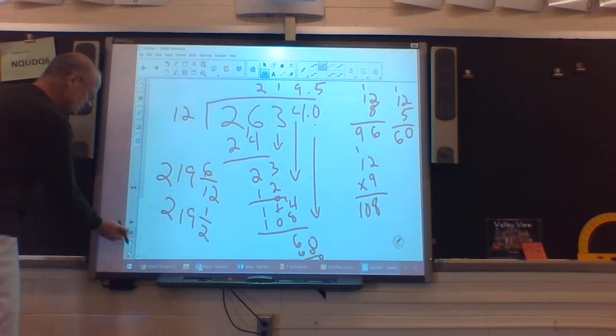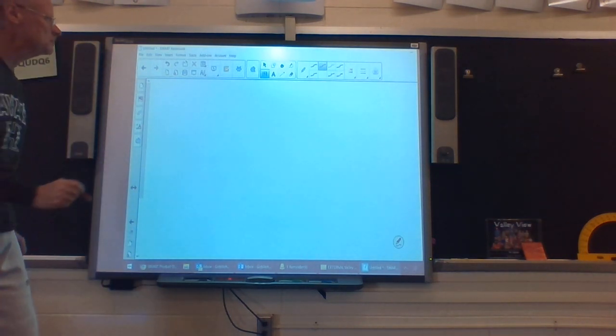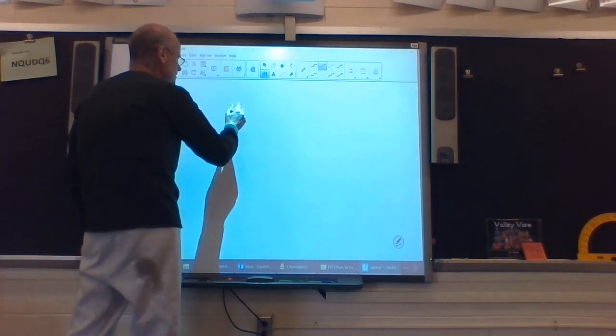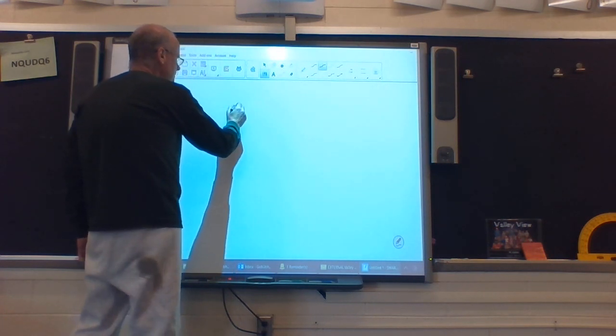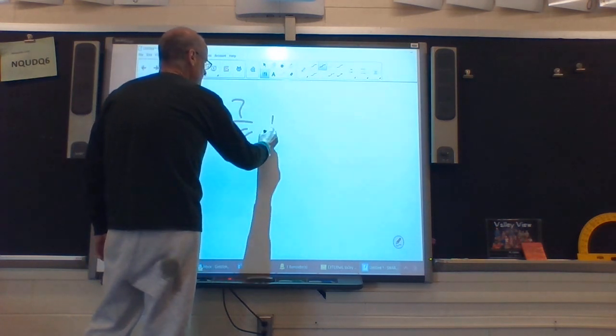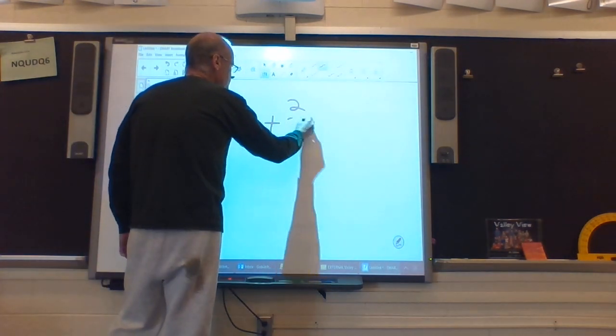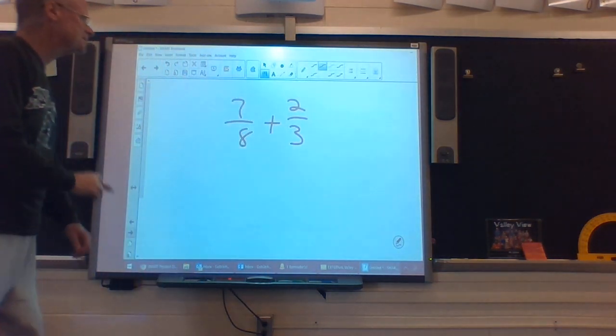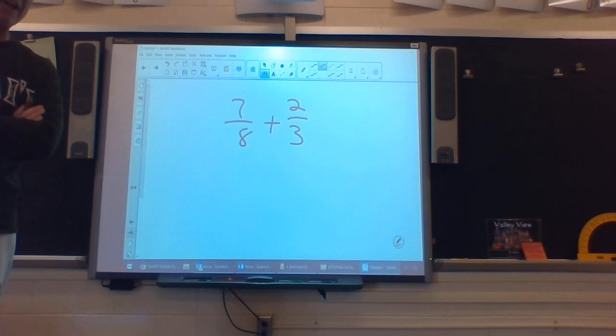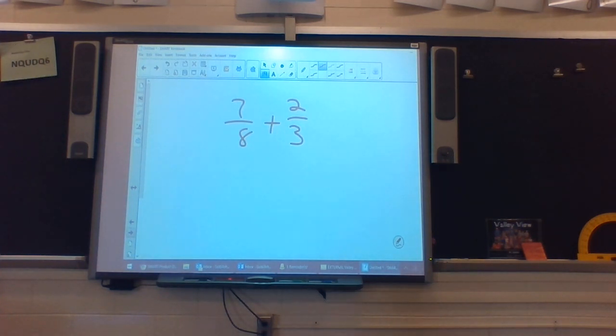Okay, let's do a fraction problem for you. We've been doing some adding fractions, so let's do one. Since they do not have denominators the same, you're going to have to find a common denominator. Remember, always check and see if the smaller denominator goes into the larger denominator evenly. Does 3 go into 8?